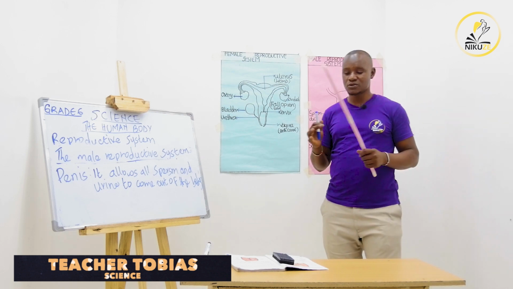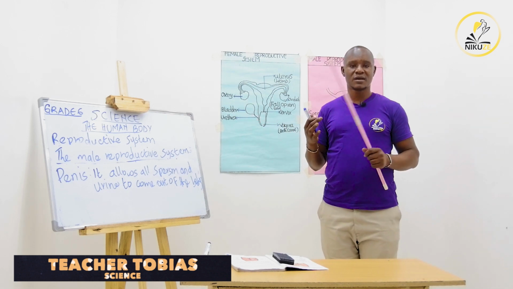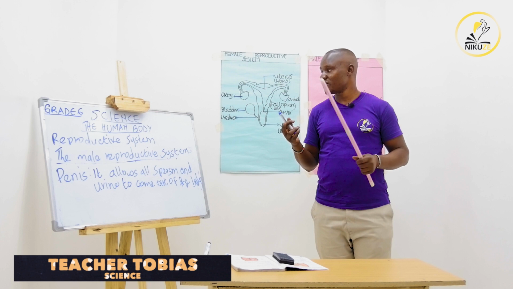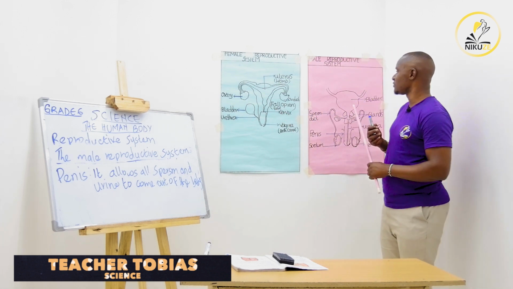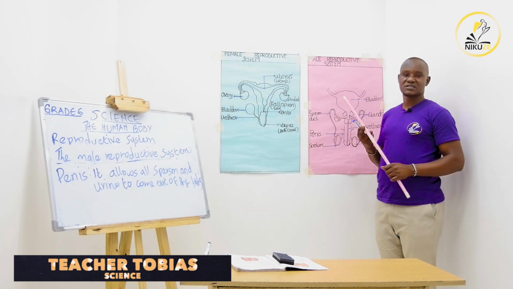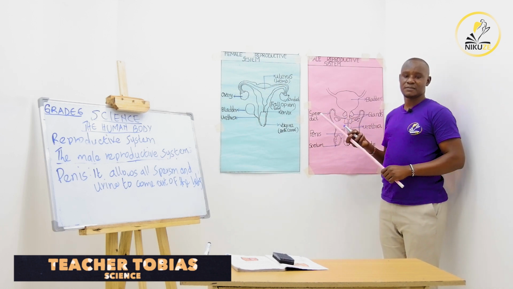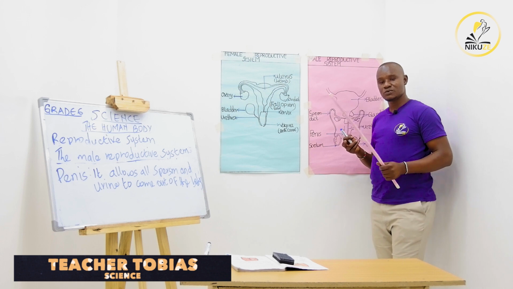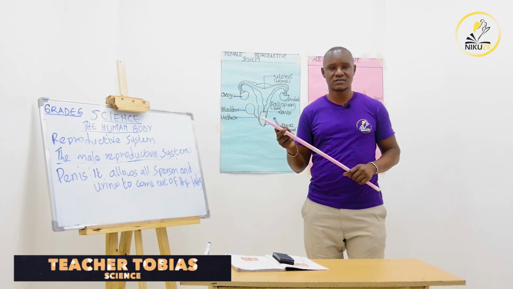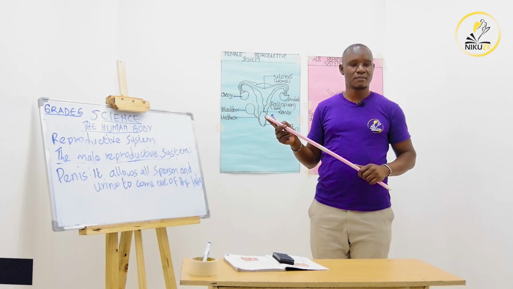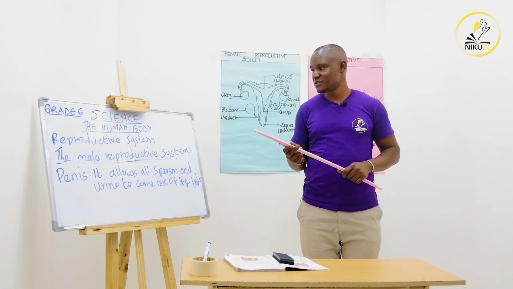Now in our next lesson, we'll be having a look at the female reproductive system. Now in relation to that, you will notice that there are parts which are involved in the male reproductive system which are absent in the female reproductive system. And the same, we have got parts which are involved in the female reproductive system which are not found in the male reproductive system.